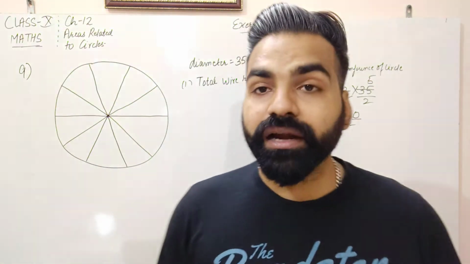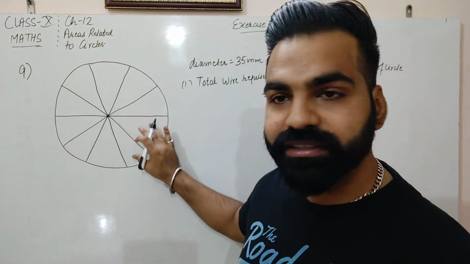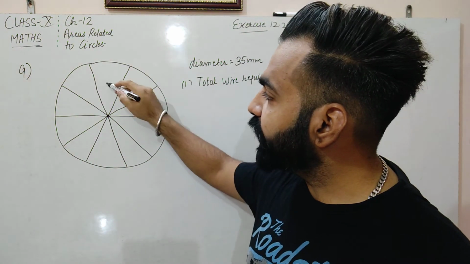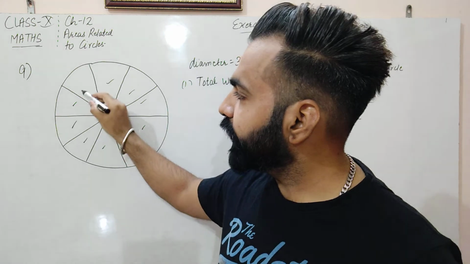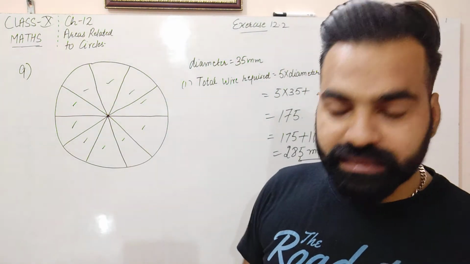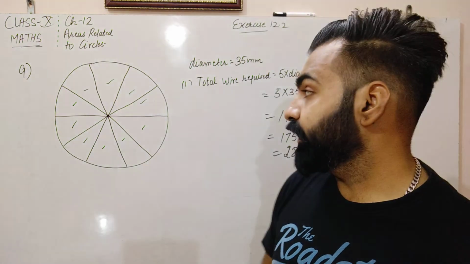Now in the second part, it is given that there are total 10 sectors here. Because of these 5 diameters, the whole circle is divided into 10 sectors. 1, 2, 3, 4, 5, 6, 7, 8, 9, 10. And all these sectors are equal. We have to find the area of each sector here.